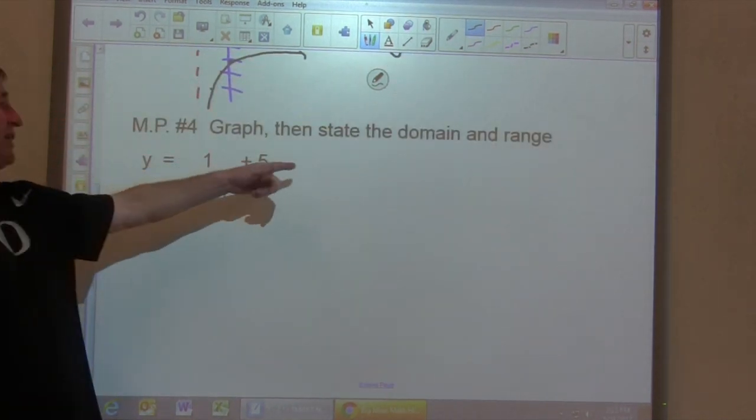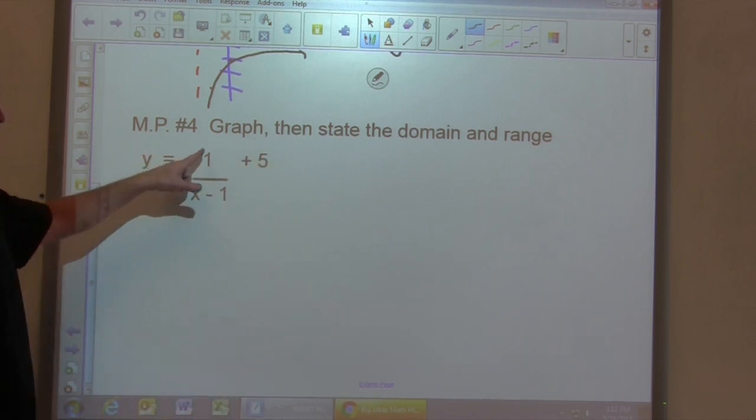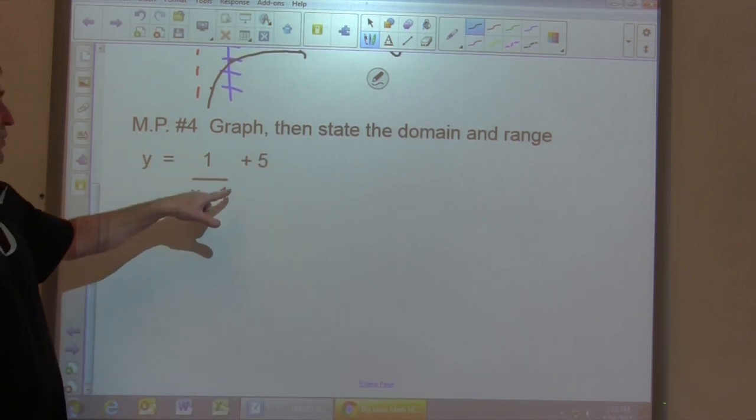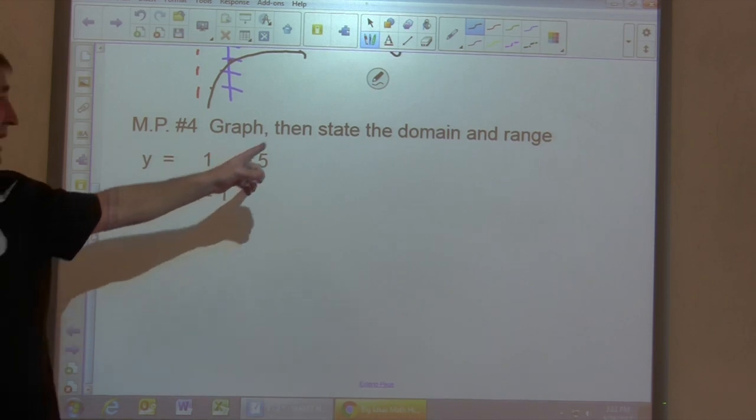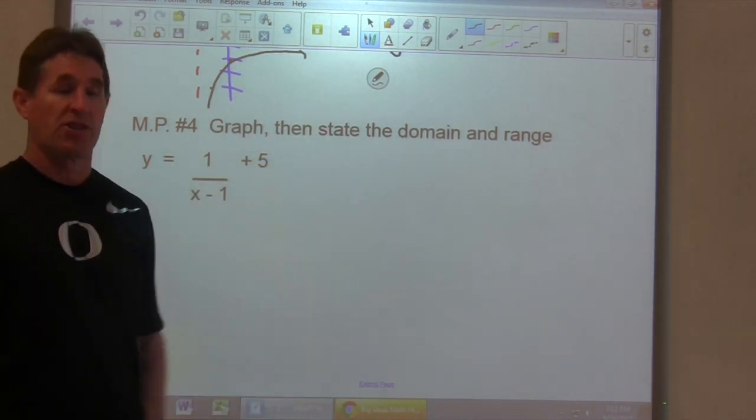So again, pause the video. Try this one, y equals 1 divided by x minus 1, plus 5. So graph that and then state the domain and range, and then come back and check and see how you did.